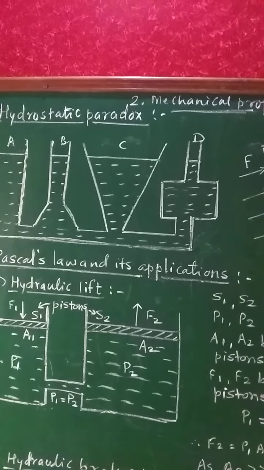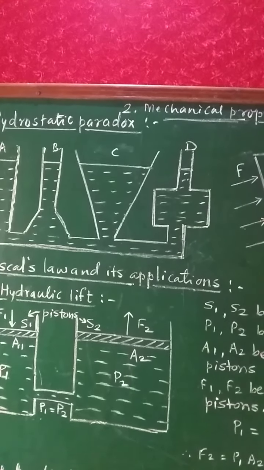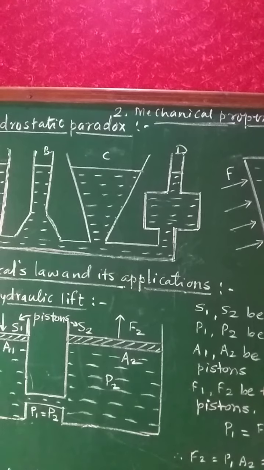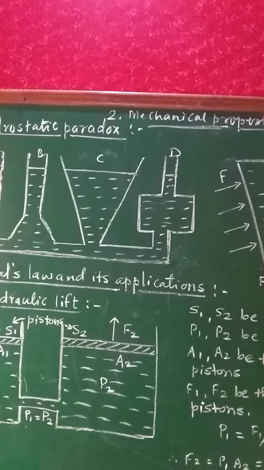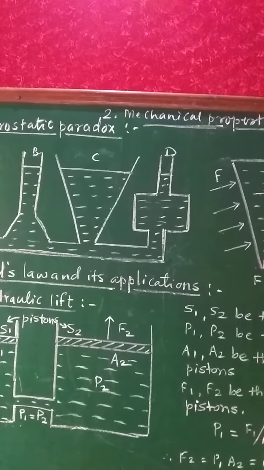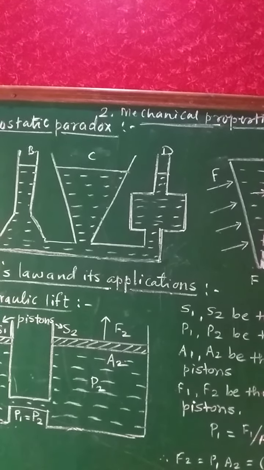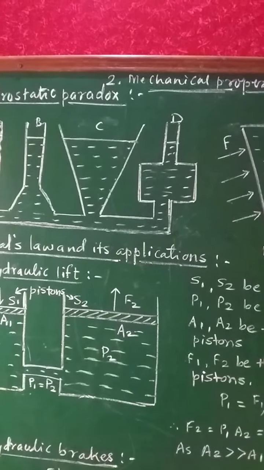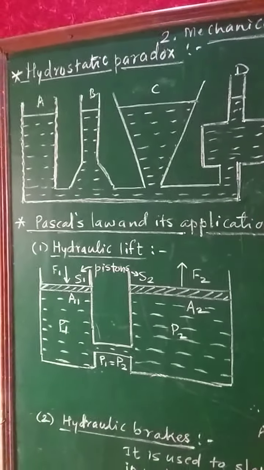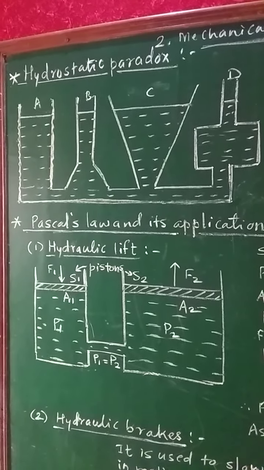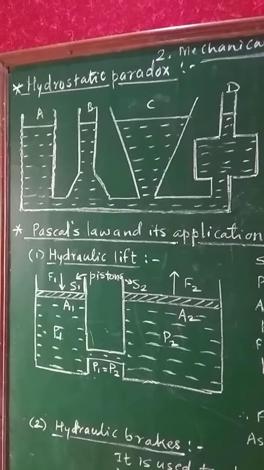So when a liquid is poured in any one of the interconnected vessels, it is observed that the level of the liquid in all the vessels is the same. This puzzling observation is called the hydrostatic paradox, and when we consider these 4 vessels, for all of them the base is common.